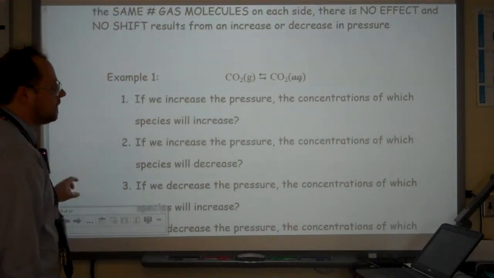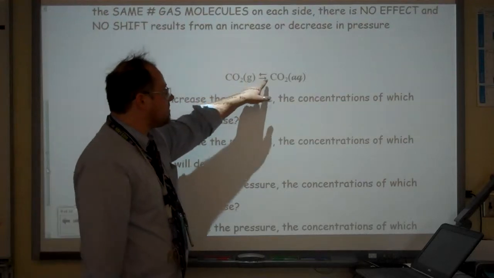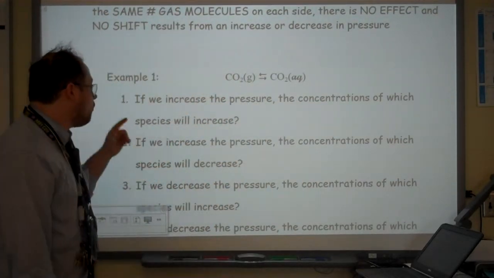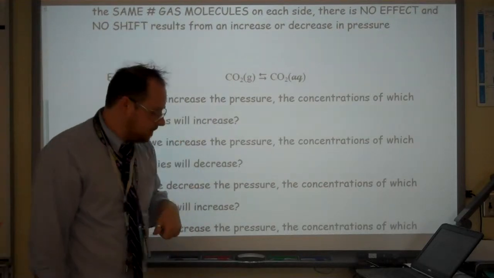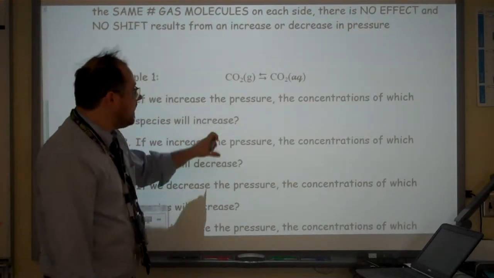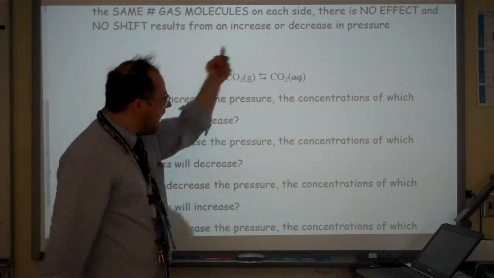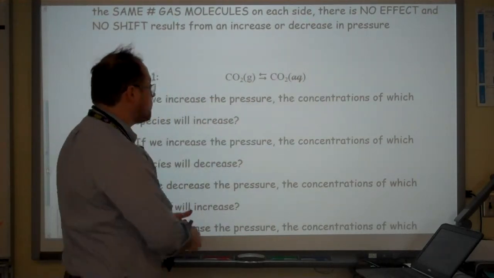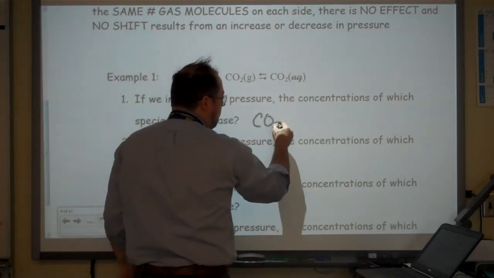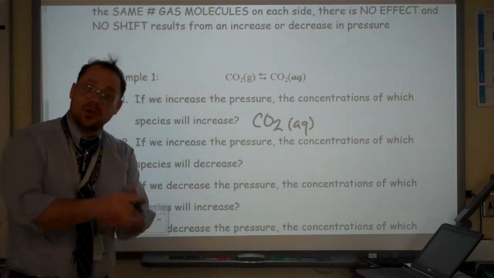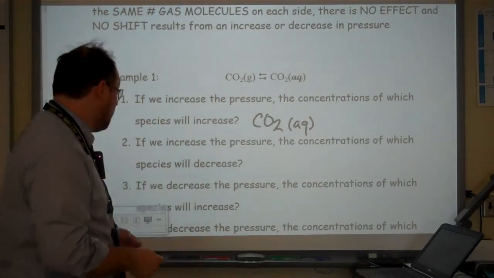First example. We've got carbon dioxide gas and carbon dioxide aqueous. If we increase the pressure, concentrations of which species will increase? Well, if we increase the pressure, the CO2 gas gets squeezed together more and reacts more, so it shifts to the right. So the concentration of CO2 aqueous would rise. You put pressure on a gas, it will dissolve in the water more efficiently.